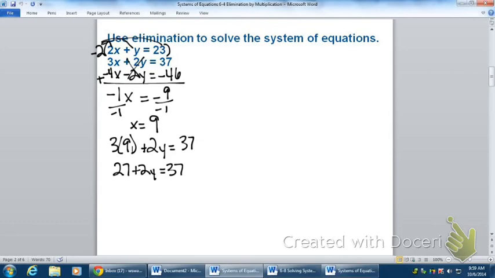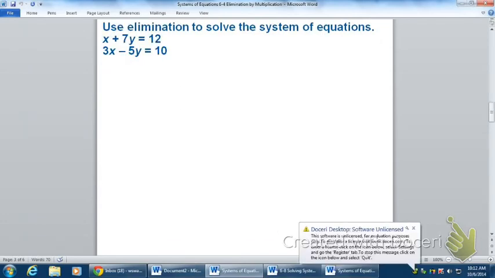I'm going to minus 27 from both sides. I'm getting y by itself. That is my main objective. That leaves me with a positive 10. And you divide both sides by 2. Y is equal to 5. So my solution would be what? 9, 5. That is my set.